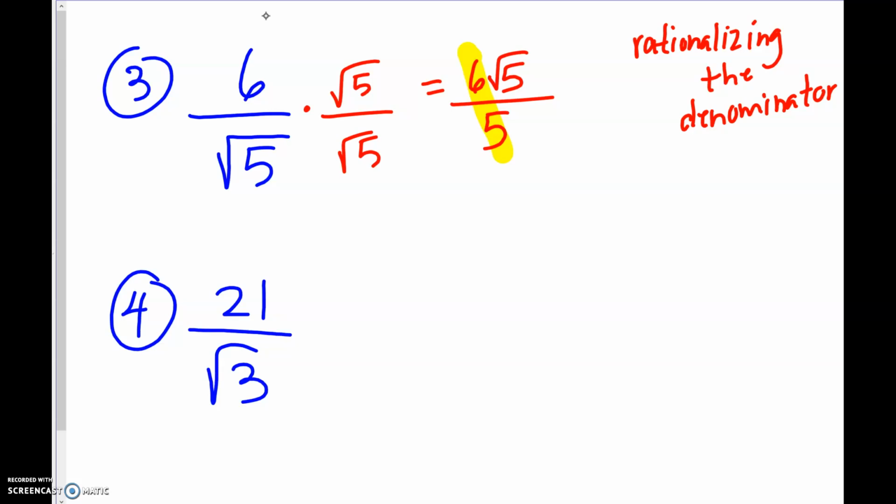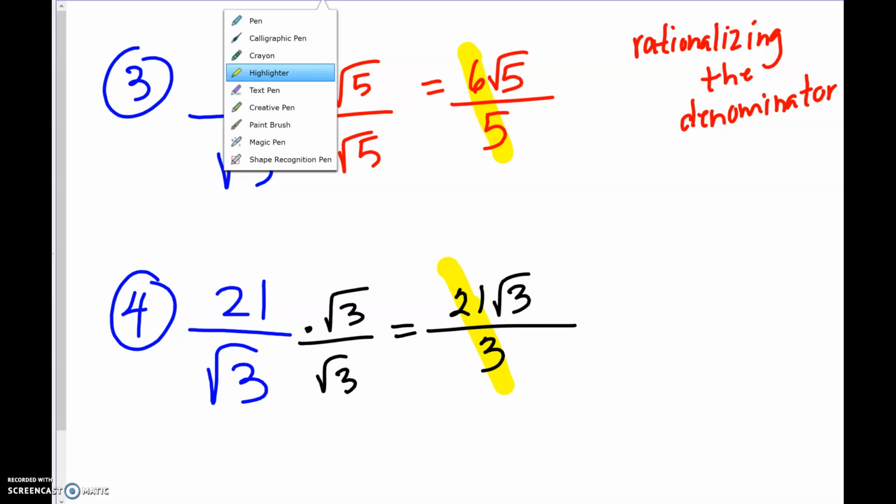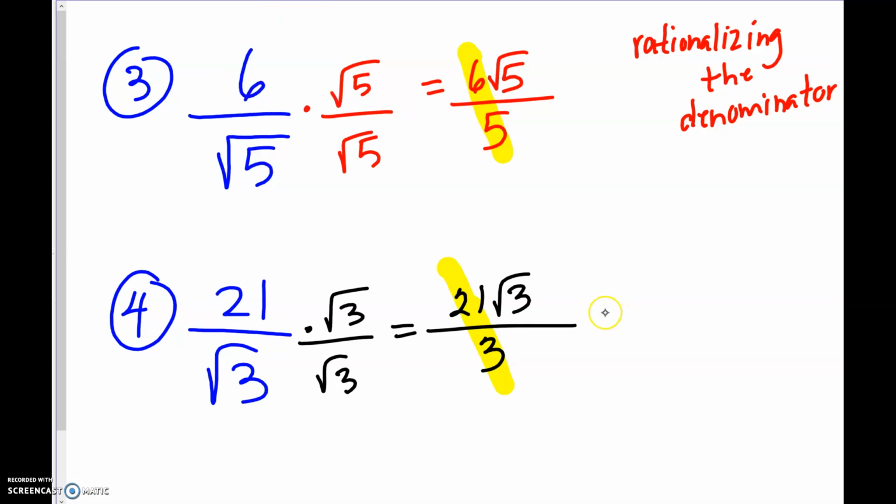All right, number 4, I saw the square root of 3. We're going to multiply by the square root of 3 over the square root of 3. So then on top, I get 21 root 3. And on the bottom, the square root of 3 times the square root of 3 is 3. So this is exactly why I said that in the last one. When you look here at 21 and 3, 21 divided by 3 is 7. So this final answer would be 7 root 3. So make sure you simplify whatever you can.